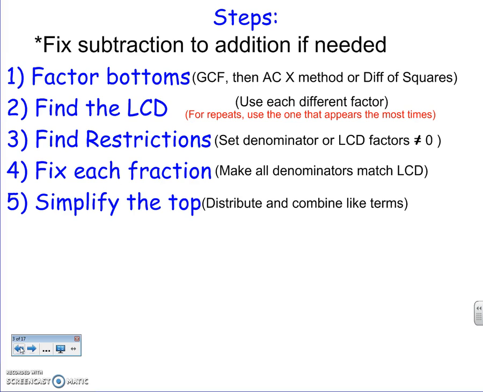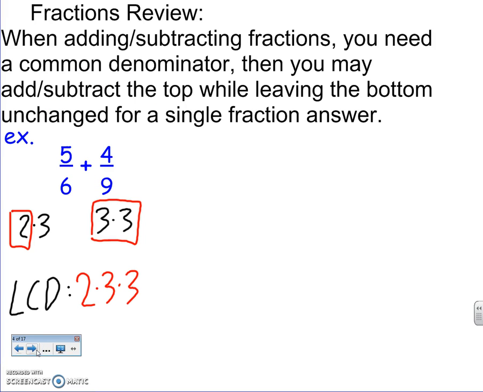Step 4, fix each fraction. So let me rewrite the fractions with their factored form. So 5 over, instead of 6, I'll write 2 times 3, plus 4 over, that was 3 times 3. Well, I've got to make those denominators match the LCD. The LCD has a single 2 and two 3s. This first fraction is missing a single term on the bottom because it has a 2 and a 3. It's missing a 3. So I just multiply by 3 over 3. And on the right side, the bottom has 3 and 3. It's missing a 2. So I multiply by 2 over 2.